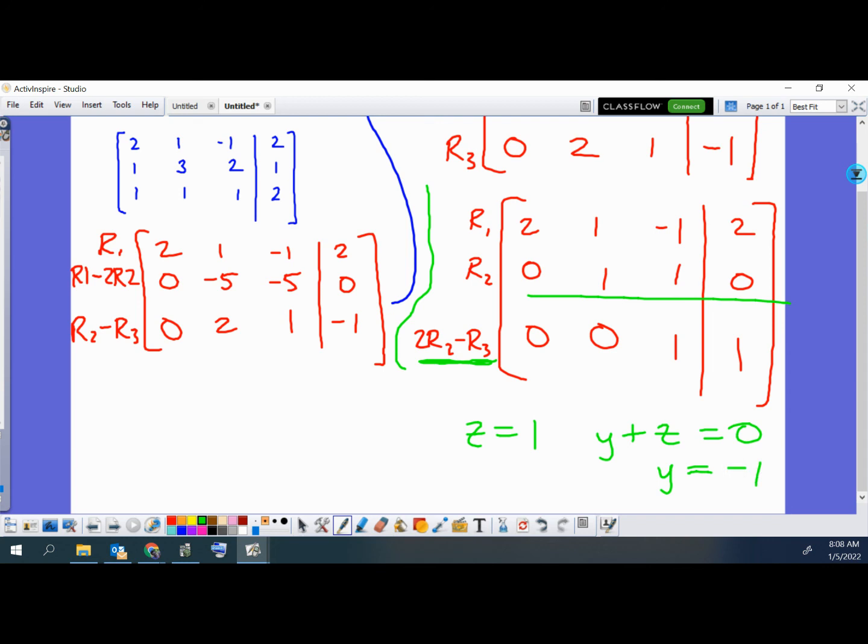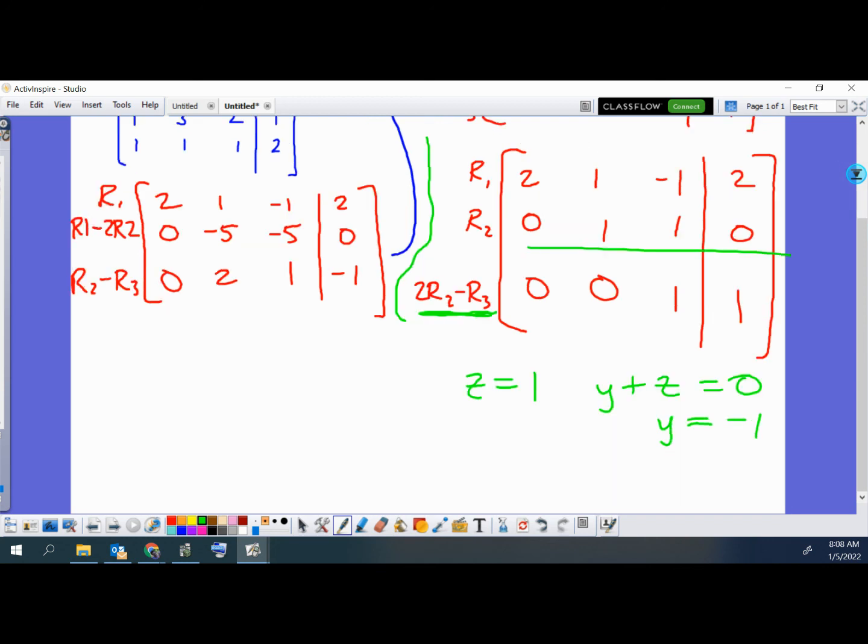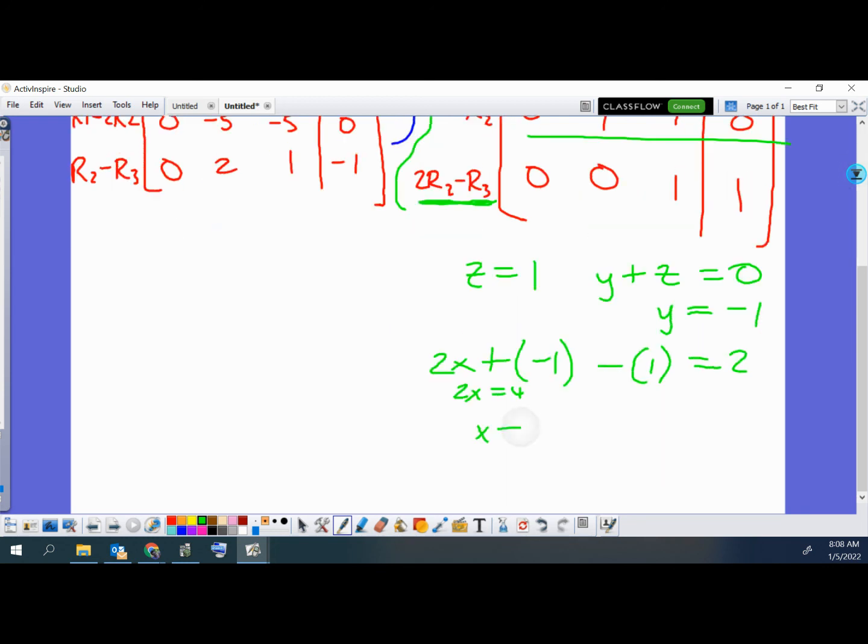And then the first row, now you go into there. This is called back substitution, what we're doing now. 2x plus 1y. You can even just plug in the negative 1 for y. And then minus 1z equals 2. Simplify that. So we have 2x minus 1 equals 2. Add 2 to both sides. 2x equals 4. X equals 2. So our solution is 2, negative 1, 1.